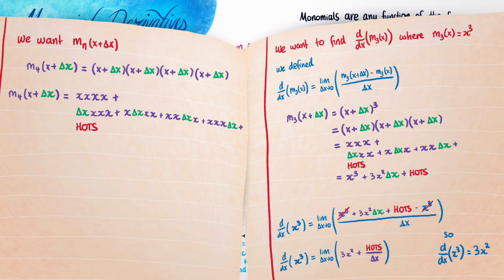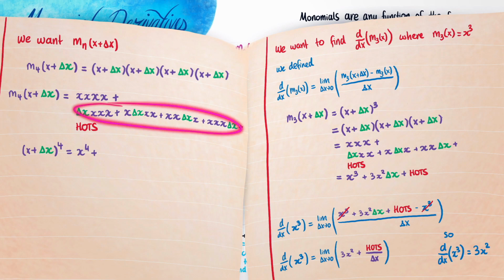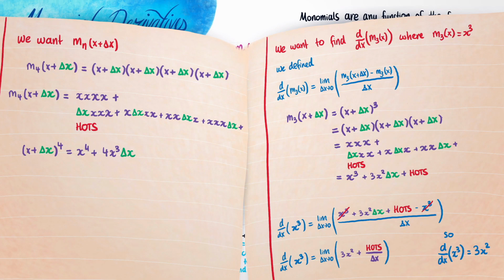Now, as we can see, this means that (x plus change in x) to the power of 4 is the same thing as x to the 4 plus 4 groups of x cubed change in x. And then we have to remember to add on the higher order terms. So if we want to replace this 4 for an n, we first have to notice that the first term just comes out as x to the power of n.